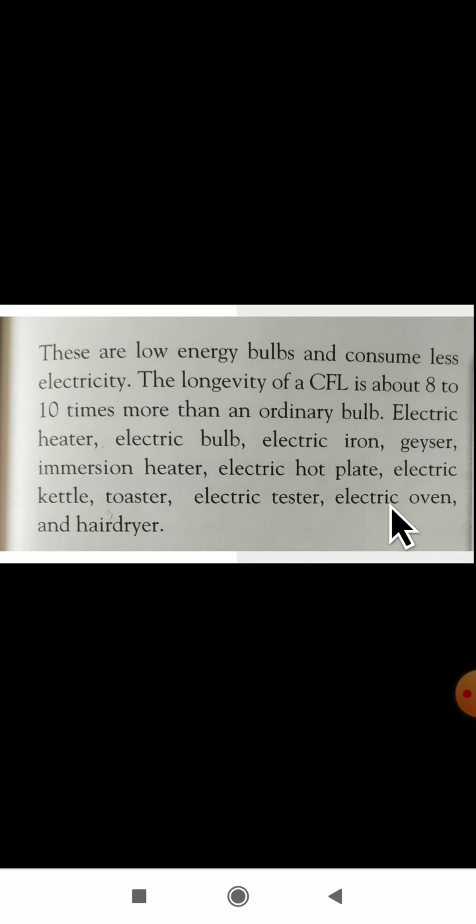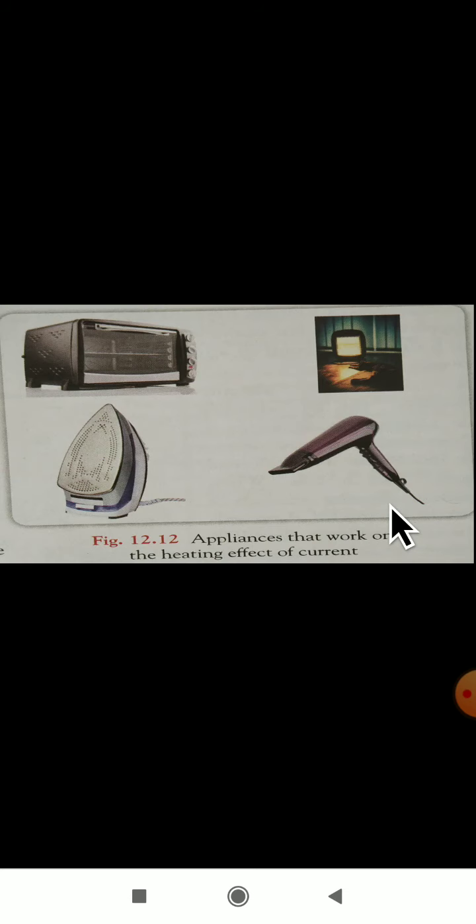Okay, electric heater, electric bulb, electric iron, geyser, immersion heater, electric hot plate, electric kettle, toaster, electric tester, electric oven and hair dryer. These are some of the appliances that work on the heating effect of current. As I have told, what is the heating effect of an electric current? When a current passes through a wire, it will produce some heat. That heat we call the heating effect of electric current.